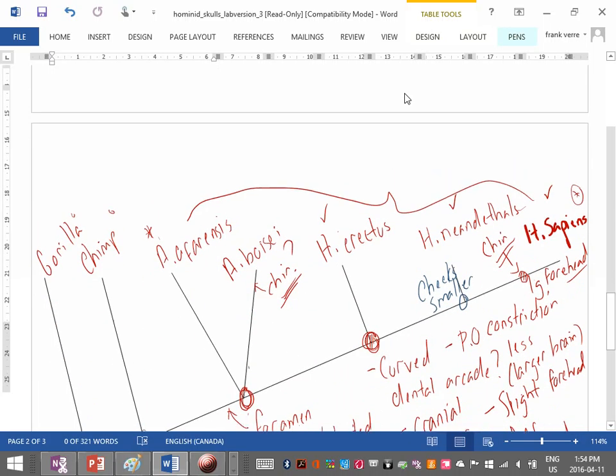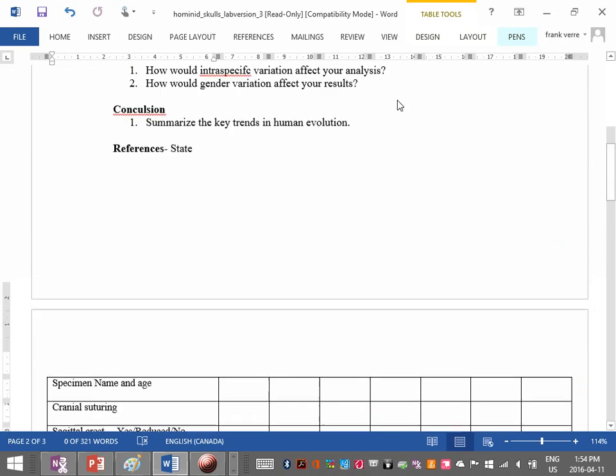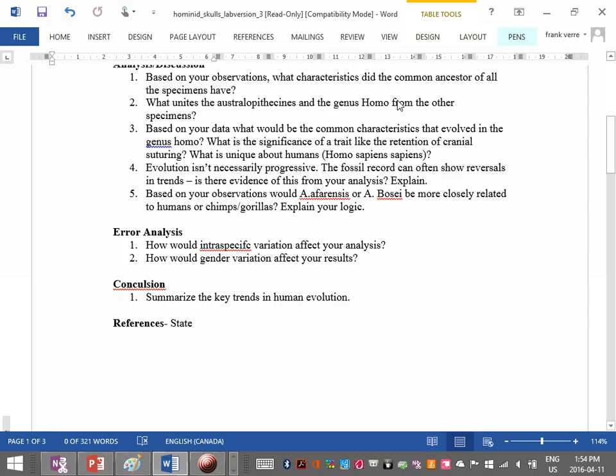The suturing, there's a part of the question that asks about the suturing. What is the significance of the suturing? We actually talked about this before. It indicates that the plates in the skull don't fuse very quickly. Remember, our development is slower. Okay? If the development was really quick and the plates fused very quickly, you wouldn't see those suture lines.